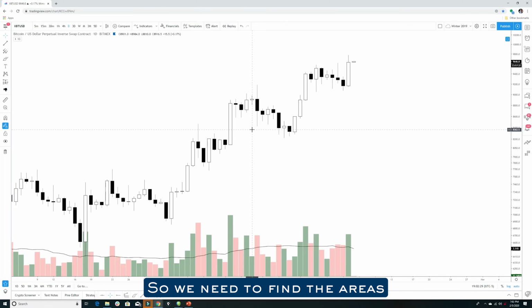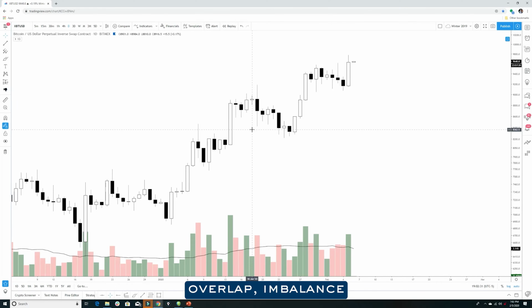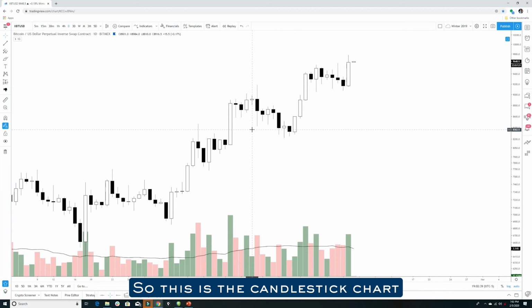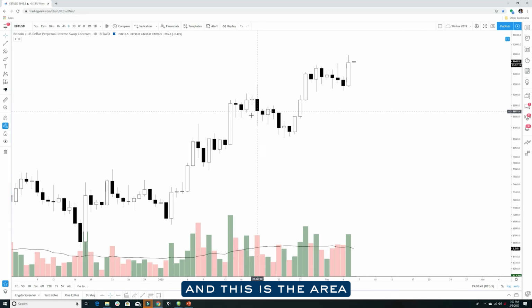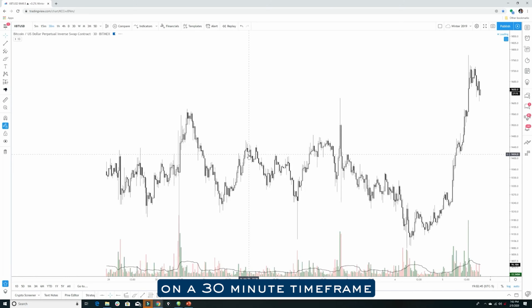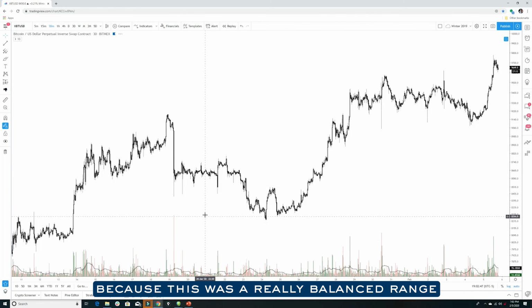So we need to find the areas where we have overlap in balance, or where we just have a period that we do have a relatively balanced and tight range. Okay, so this is the candlestick chart, and this is the area we're going to be focused on. I'm going to go down to this on a 30-minute time frame because this was a really balanced range.